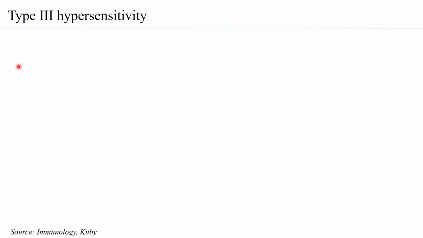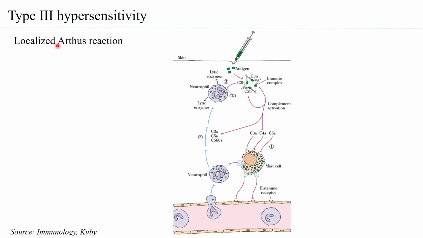Now let us look at the localized type 3 reaction, also called a localized Arthus reaction. Suppose an antigen is being injected intradermally. When the antigen enters the dermis, the immune complex is bound by C3b. C3b is a complement factor, and because C3b binds to this entire immune complex, you have what is called opsonization.